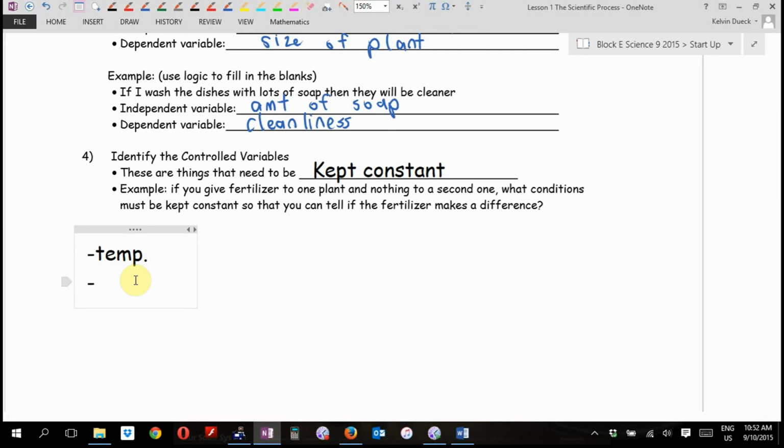What else? Species of plant. Oh. Good. In fact, you might even want to take seeds from the same packet. Or you might want to get two packets and have half the seeds from each packet in each jar or something to really, really make sure, and try to even eliminate that. Brady.